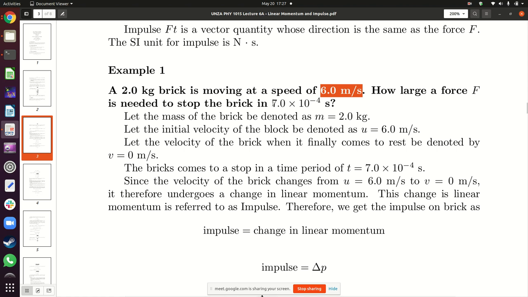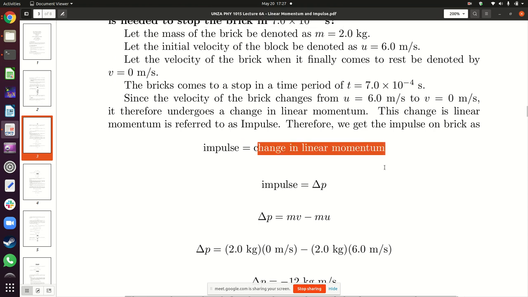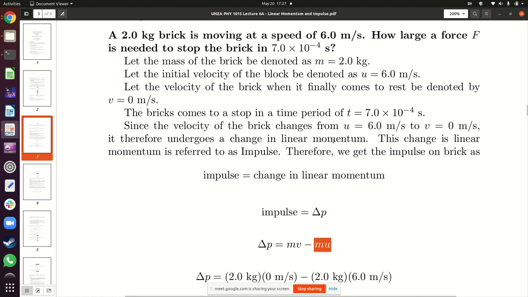this acceleration takes place. So with this information, we can use our knowledge that impulse is equal to the change in linear momentum. So delta P, which is impulse, is equal to the final linear momentum MV minus the initial linear momentum MU. The final velocity is 0 meters per second because our brick comes to a stop. The initial velocity is 6 meters per second. That's our initial velocity. The mass of the block is 2 kg.